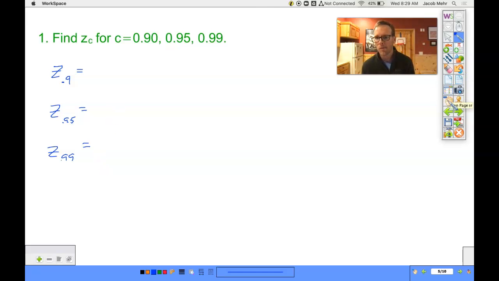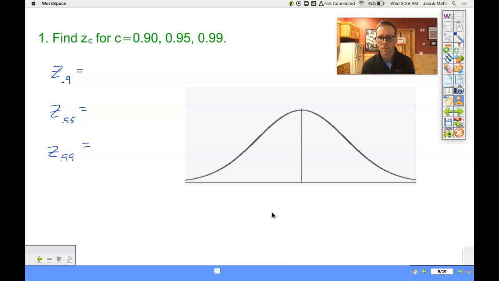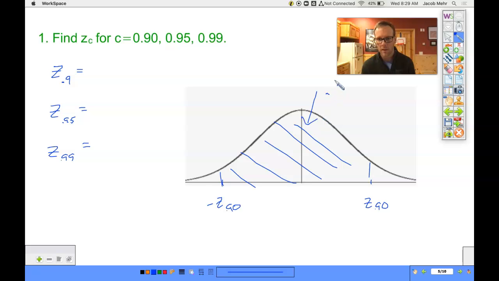Well, let's start with 90%. We need to find a z-score that has 90% of the data between. Now, we've found z-scores from percentiles and things like that. So we're working backwards here. What we need to do is start with our table, and then use the table to find the z-score for the area that we desire. All right, so we've done this before.